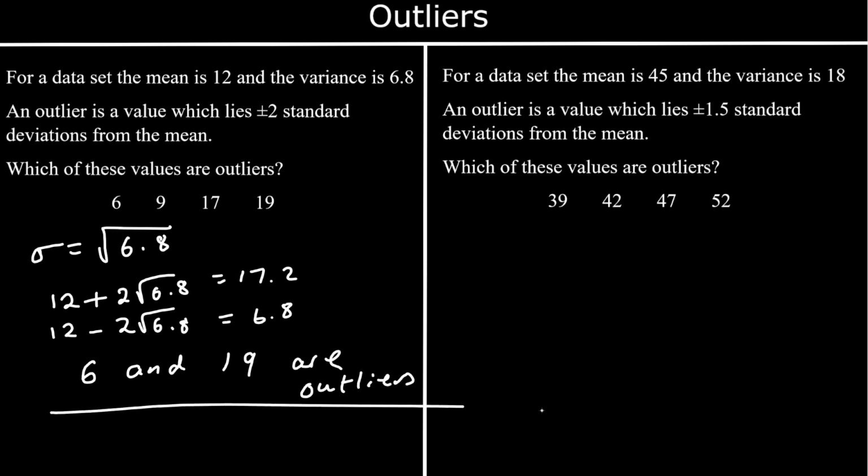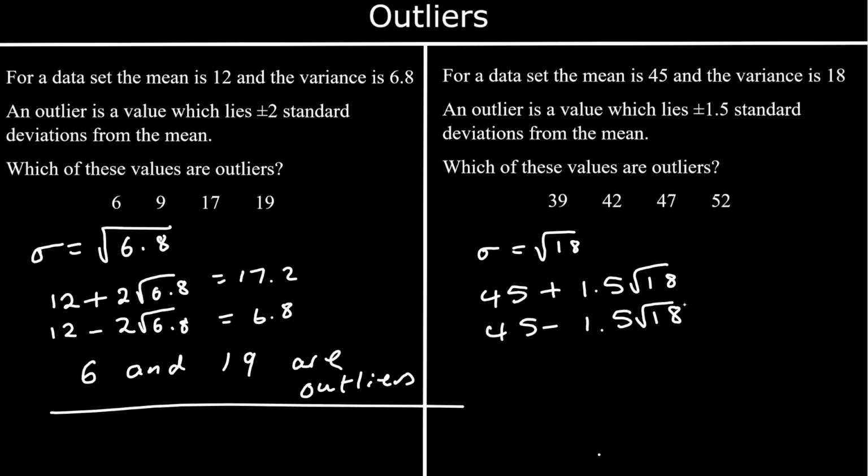And one for you to try. Give it a go. So this time the mean is 45 and the variance is 18. So standard deviation is square root variance. So we want a value plus or minus 1.5 standard deviations from the mean. So it's going to be 45 plus 1.5 square root 18s, or 45 minus 1.5 square root 18s.